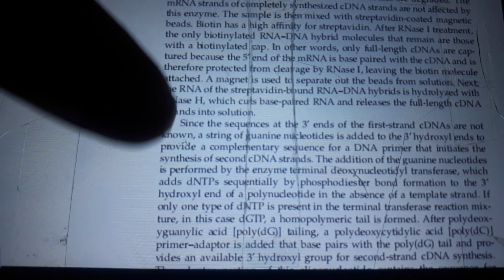In other words, only full-length cDNAs are captured, because the 5' end of the mRNA is base paired with the cDNA and is therefore protected from cleavage by RNase I, leaving the biotin molecule attached. A magnet is used to separate the beads from solution. Next, the RNA of the streptavidin-bound RNA-DNA hybrid is hydrolyzed with RNase H, which cuts base paired RNA and releases the full-length cDNA strands into solution.